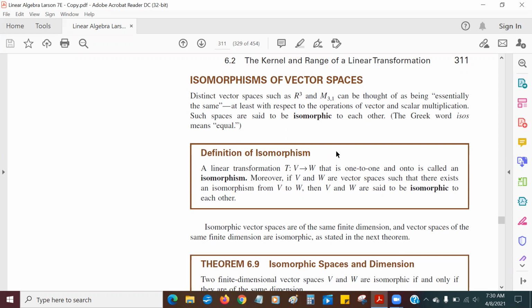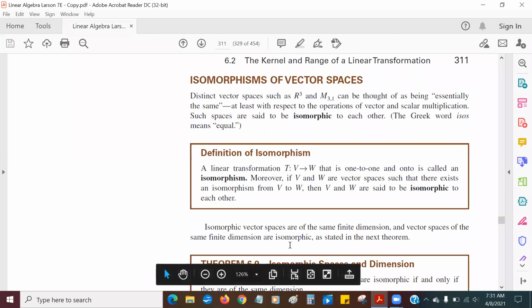So basically what an isomorphism does, besides the fact that it creates a one-to-one correspondence between the two vector spaces, is that it's a linear transformation, so it preserves the linearity, it preserves the function structure, if you will. Anyway, isomorphic vector spaces are of the same finite dimension, and vector spaces of the same finite dimension are isomorphic, which is what the next theorem says.